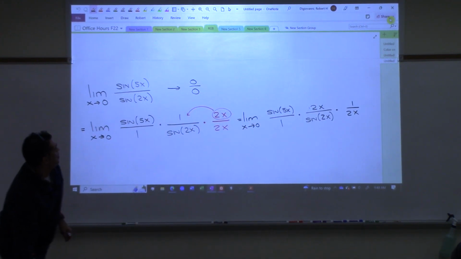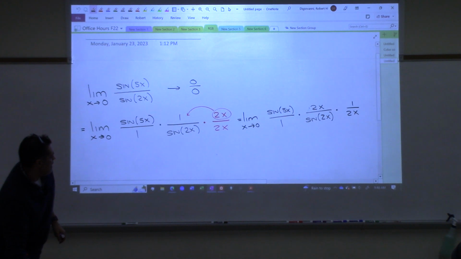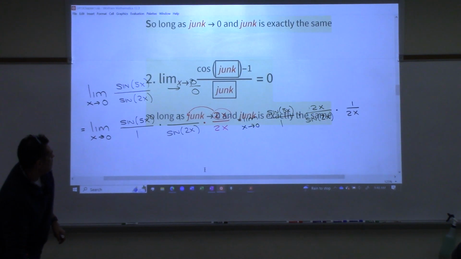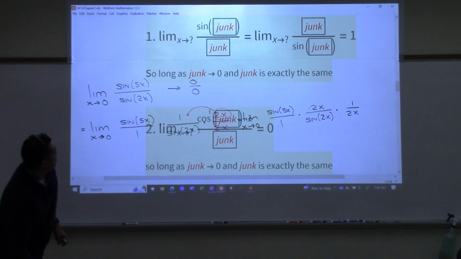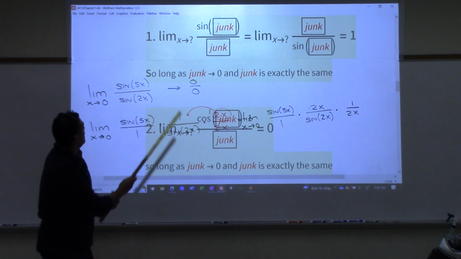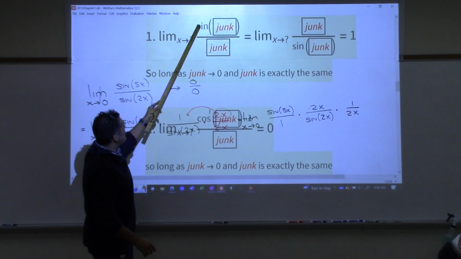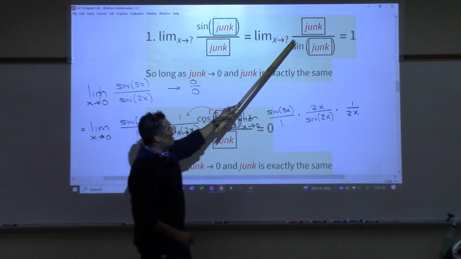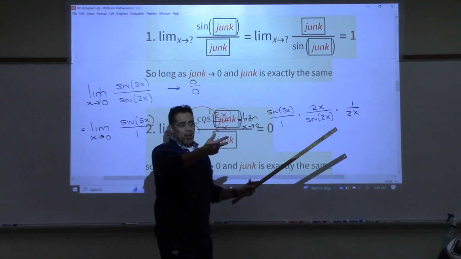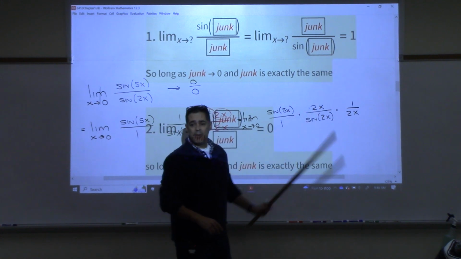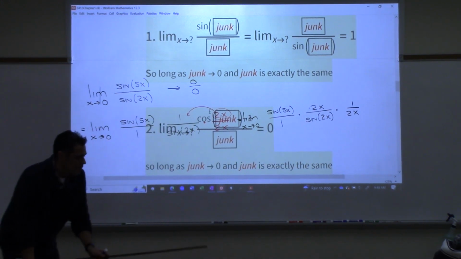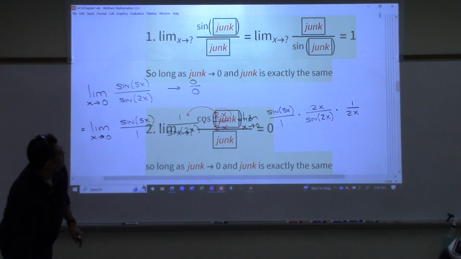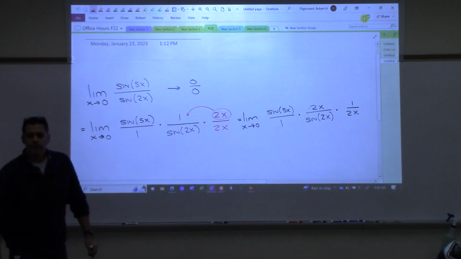So the 2x over sine of 2x, that would equal 1 even though the sine is in the bottom? Yes, so if you go back to the note that I had, and I know this is subtle because you look at the note for the first time and you're like, what in the world is he talking about? You see this right here? I say that for the limit, it doesn't matter what it's going to. If you have sine of junk over junk, or junk over sine junk, it can be the other way around, your answer will always be 1. All right? Thank you for asking. Anything else?